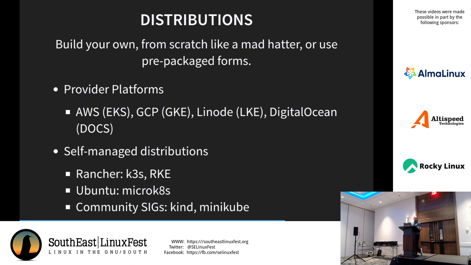The Ubuntu community believes in MicroK8s, and then there's also many community SIGs. One of those is Kind, which is short for Kubernetes in Docker. Another one is Minikube. If you can run Docker, you can run Kind without a problem. If you're running on a platform that doesn't do great at running Docker natively, Minikube can be pretty good at that. Even if you just want to isolate your resources, Minikube will manage a VM for you and then stand everything up in a happy fashion.